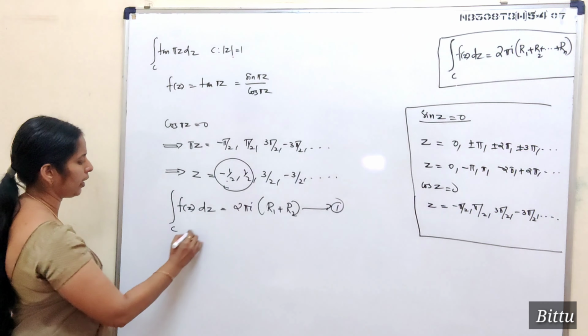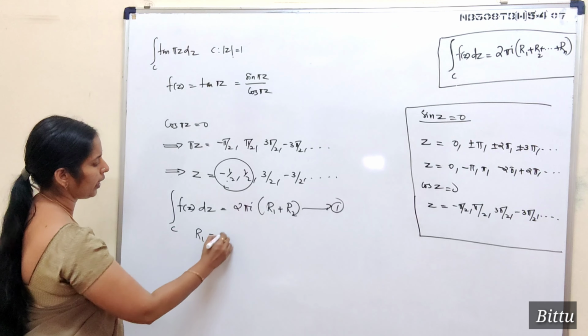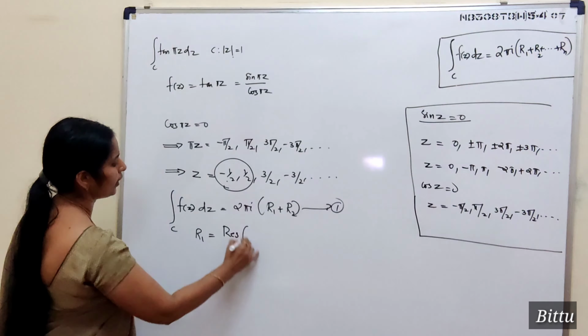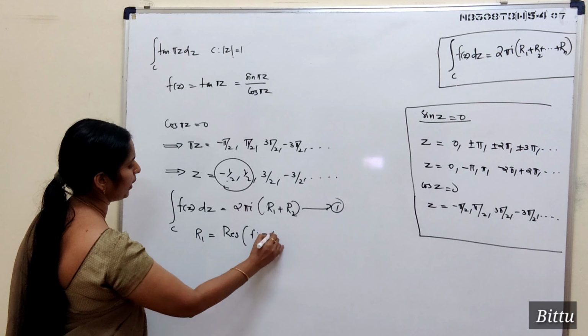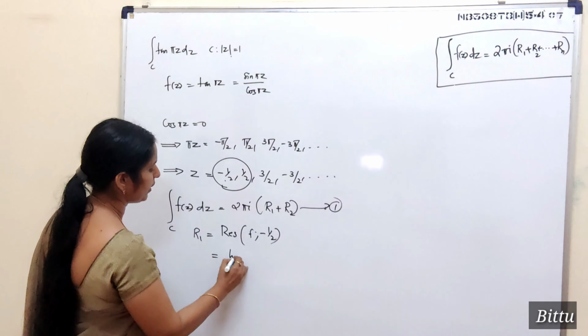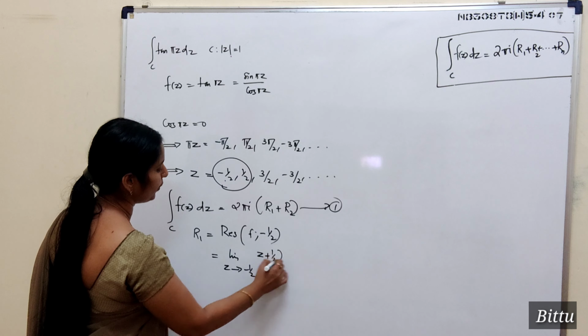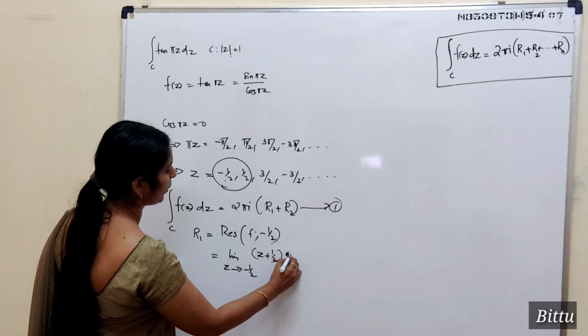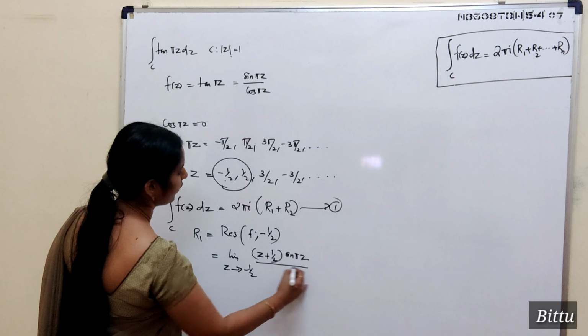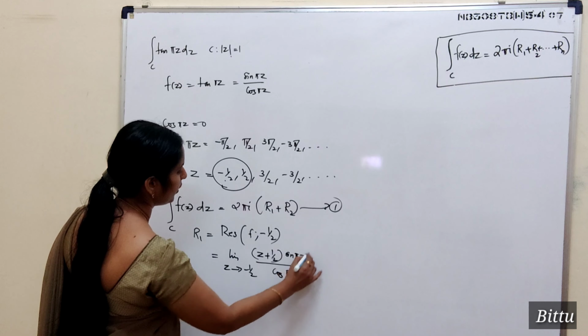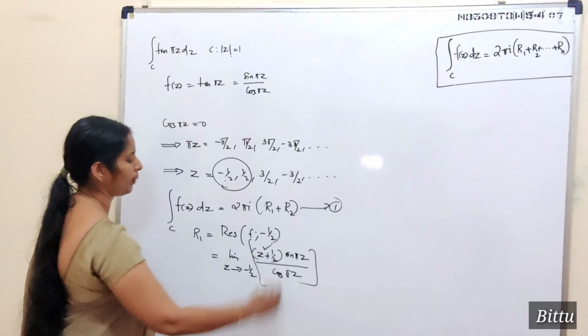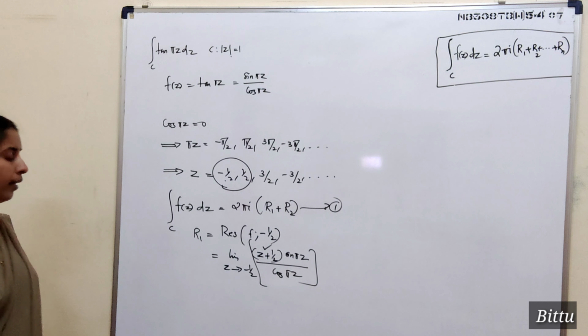Next, we have to find R1 and R2. Let R1 be the residue of f at minus half. It is limit z tends to minus half, z plus half into f z. F z is sin pi z by cos pi z. Since there is no cancellation for z plus half, you have to apply L'Hospital's rule.